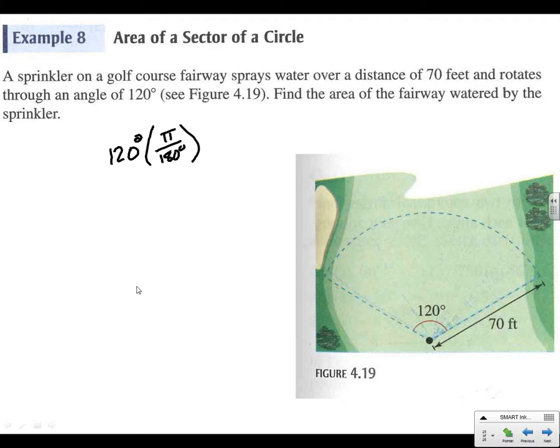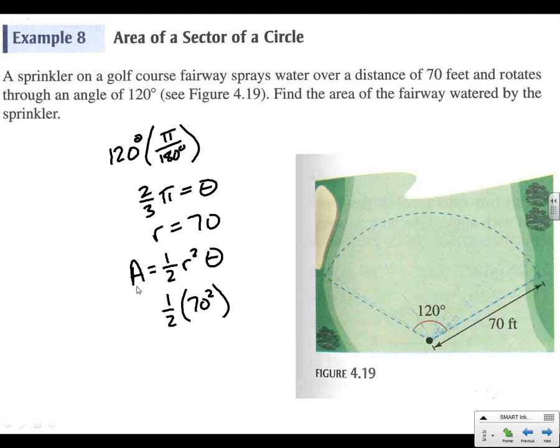All right, so 12 over 18 is 2/3. So we've got 2/3 pi equals our theta. Our r is 70. So our area is going to be 1/2 r squared theta. So 1/2 times 70 squared times 2 over 3 pi. And we want this to the nearest, it doesn't say, so we'll probably just do 2 decimal places.